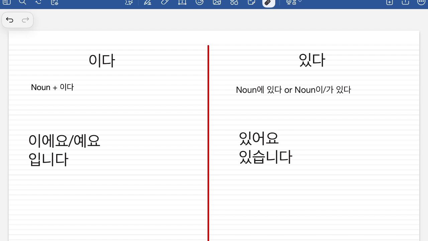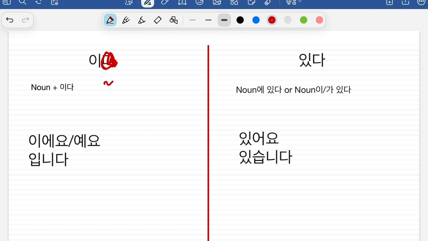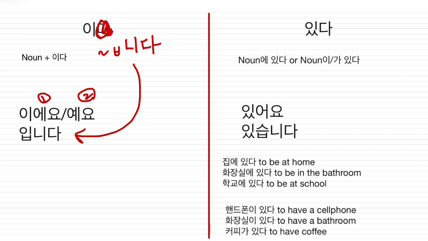So we can form 입니다 by dropping 다 from 이다 and attaching 니다 in formal speech. Okay? Alright. On the other hand, the 이다-based word conjugates to form 이에요 and then 예요. Alright, then let's learn about 있다.